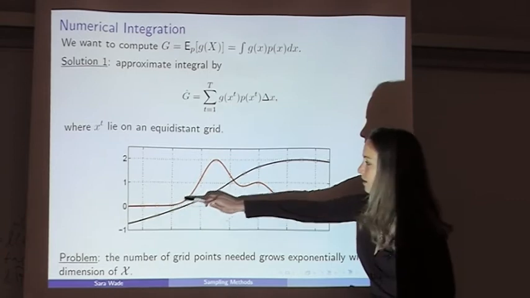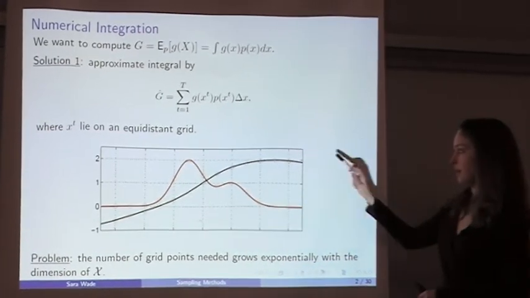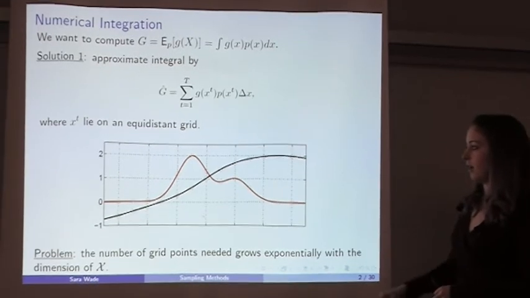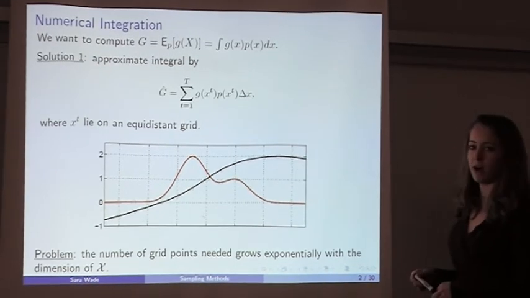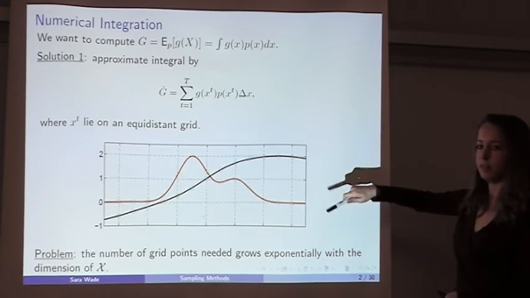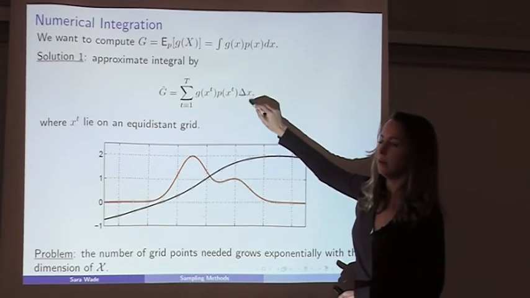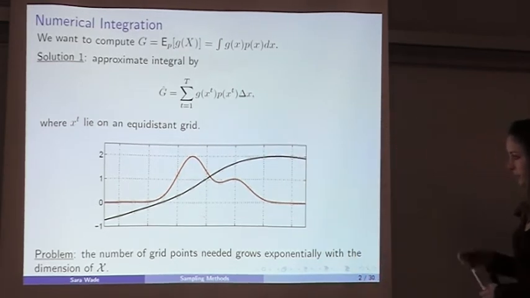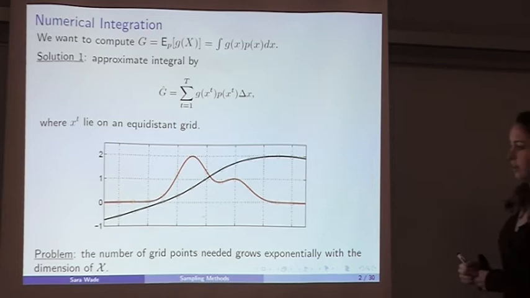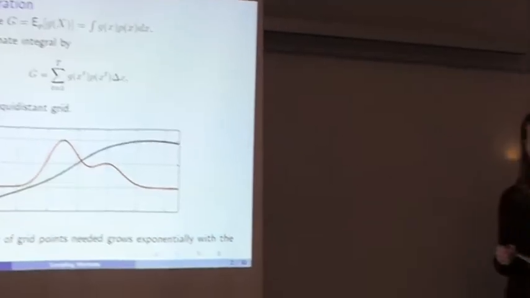So here's an example. The red line is our density p of x. The black line is our function g that we want to integrate, and we're just taking a grid of values, evaluating both the density and the function at these grids, and then we can estimate our integral. The problem with this approach is that the number of grid points needed grows exponentially with the dimension of x.